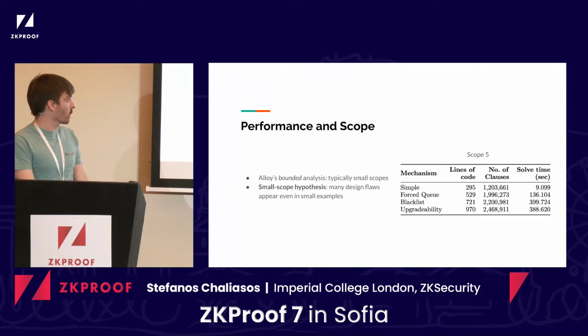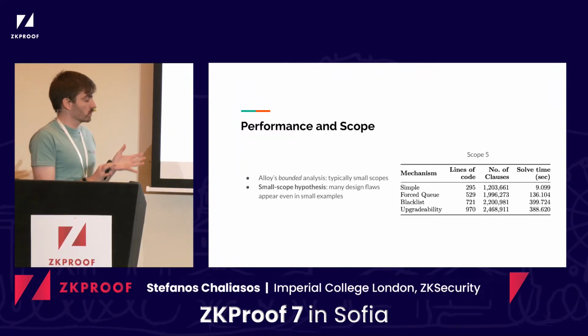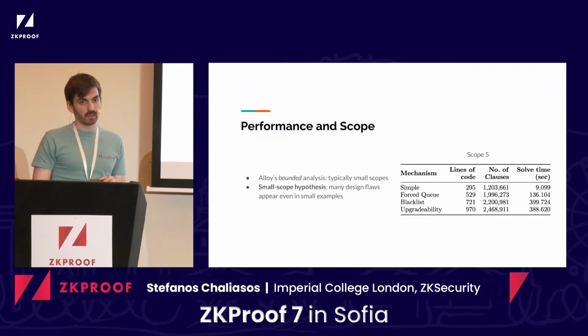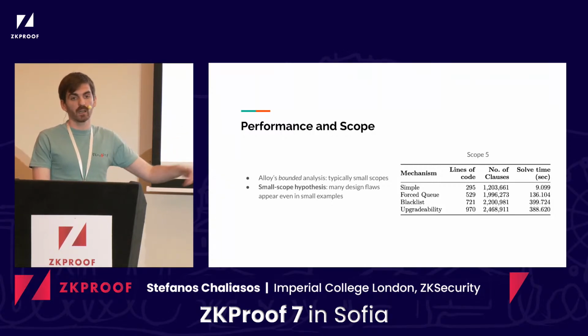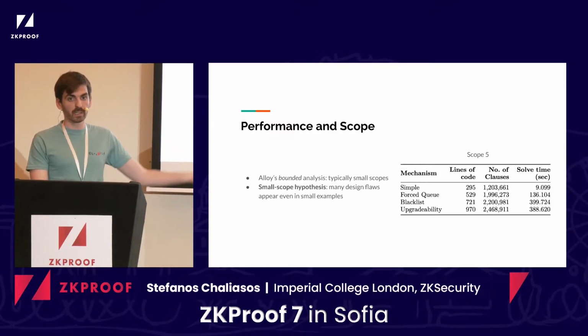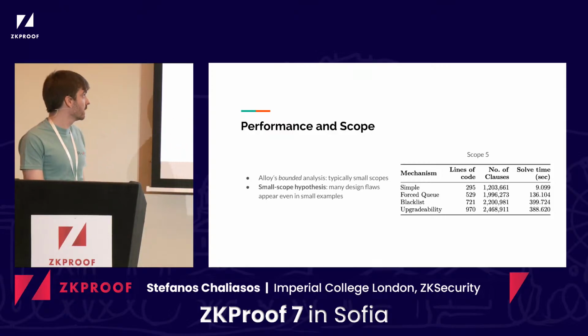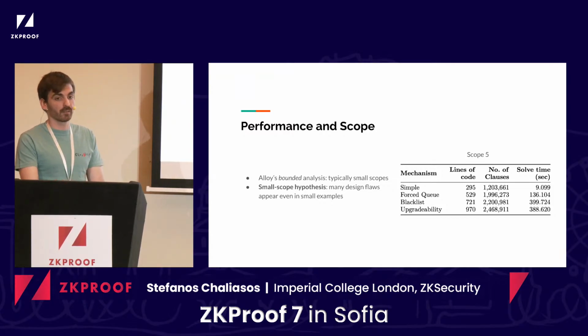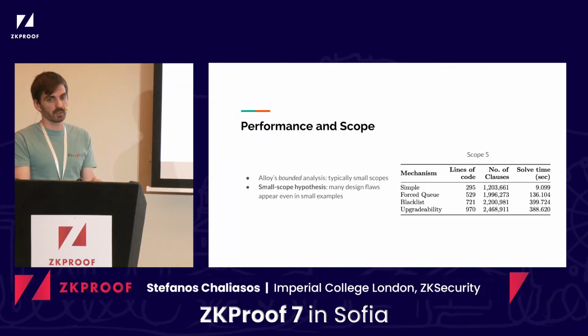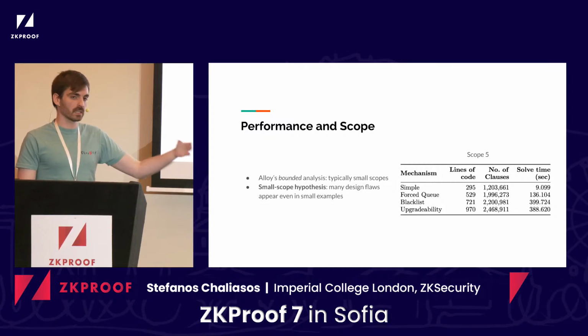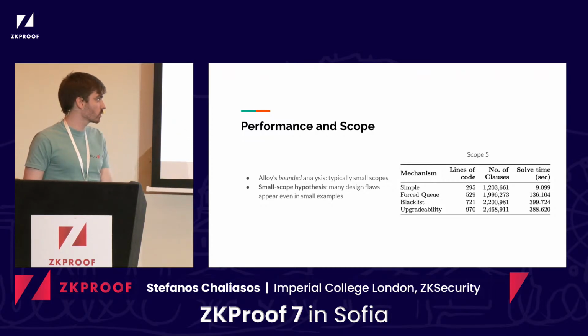So basically Alloy does bounded analysis, right? So you set a limit of how many steps it can perform, and then it tries to do model checking based on that limit. The hypothesis here is that many design flaws in protocol design appear even in small examples. So you need not that many steps to find all the issues.